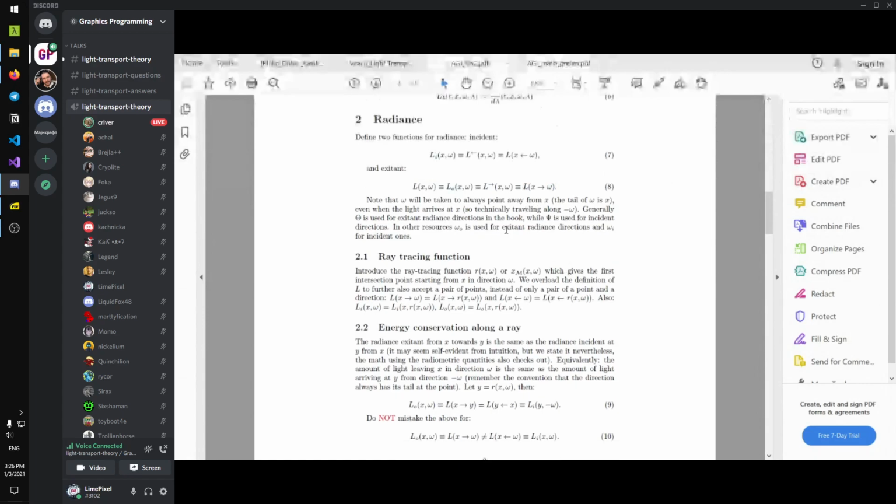Also, what they use in the book for directions is usually theta for the excitant direction, and psi for the incident direction. In other resources, you can find excitant as omega O, so outgoing, and omega I for the incident direction. So what are directions? You can think of them either as unit vectors, so something on the unit sphere, or you can parameterize them in spherical coordinates too. It's fine. So it's a two-dimensional quantity because the length is always kept at 1. Questions on that?